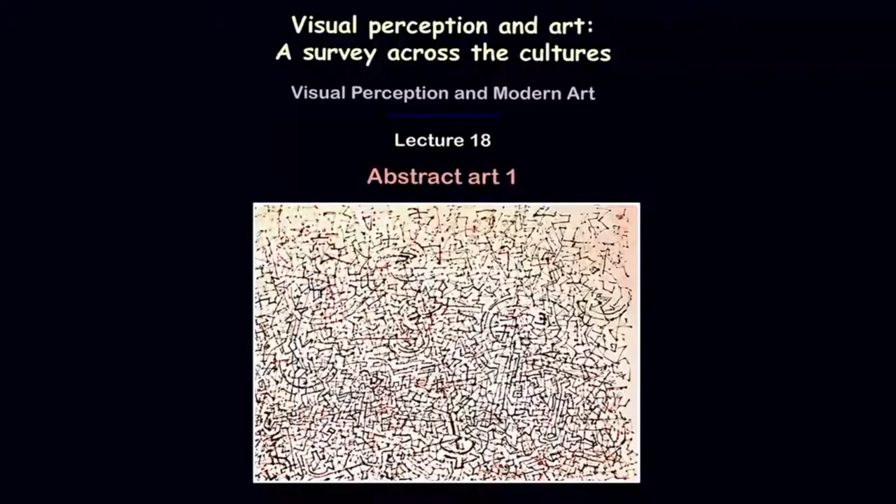Hello viewers, welcome to MOOC's online course on Visual Perception and Art, a survey across the culture. This is the 18th lecture. This one and the next lecture, that is lecture number 19. In these two lectures, we will be dealing with the idea of abstraction in art and how abstract art appears as a major problematic issue with regard to our visual perception.